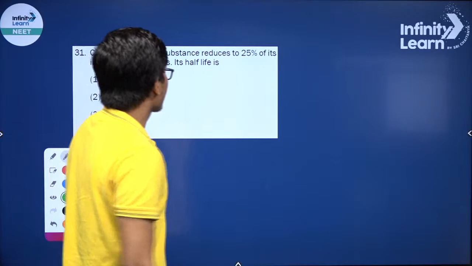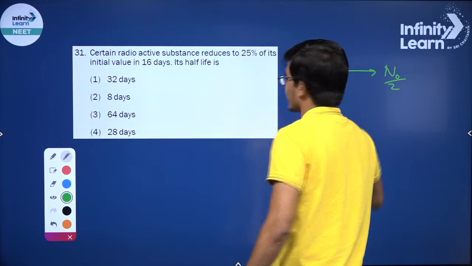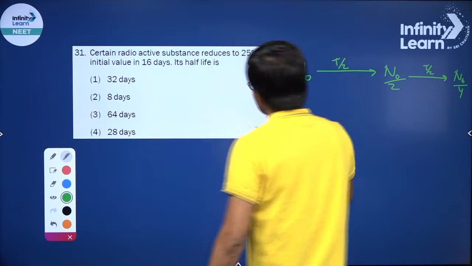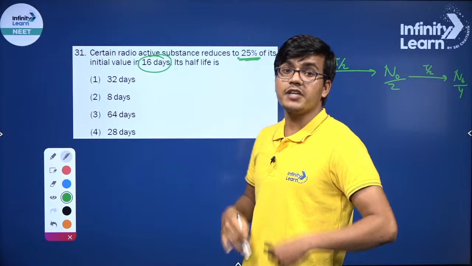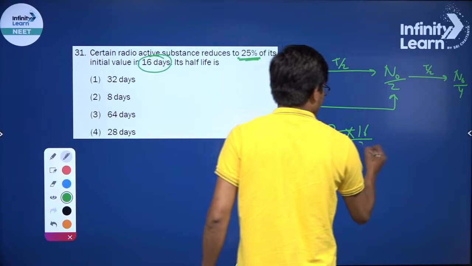You are having, let's say, an initial number of nuclei n naught, and it reduces to 50% in one half-life, right? You know that. And it reduces by another 50% in another half-life, right? So you just say that 60 days is the time taken for 25%. So just imagine, to get 50%, it should be twice... it should be half of 16, that is 8 days.